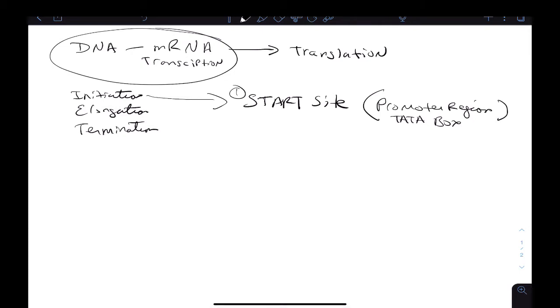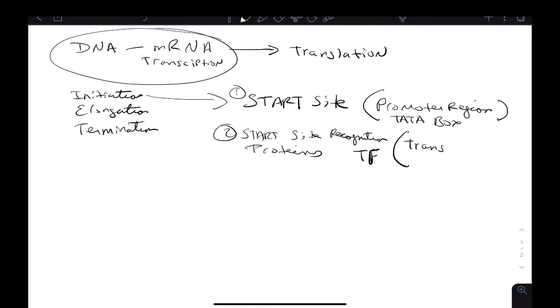Next thing that we need is that start site needs to be recognized somehow, okay? So we need something to help us recognize that site. And this is where the start site recognition proteins come into play. Remember, these are what we spoke about before, the transcription factors. So this is called transcription factors, TFs.